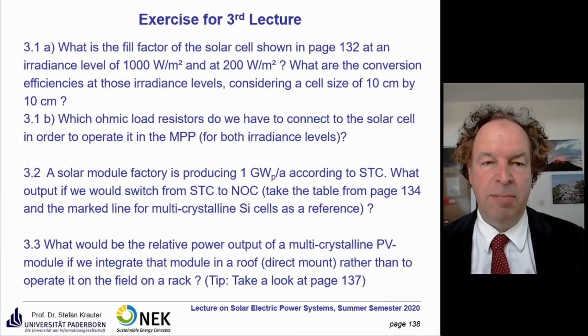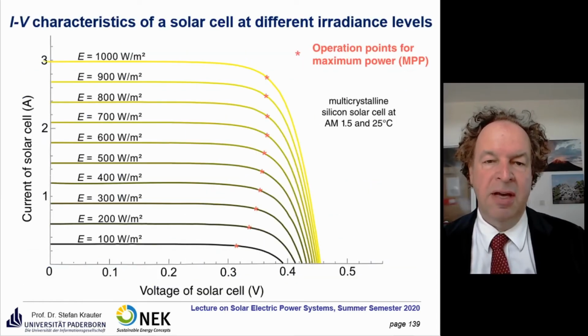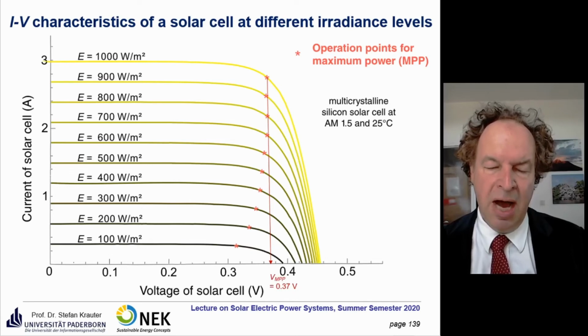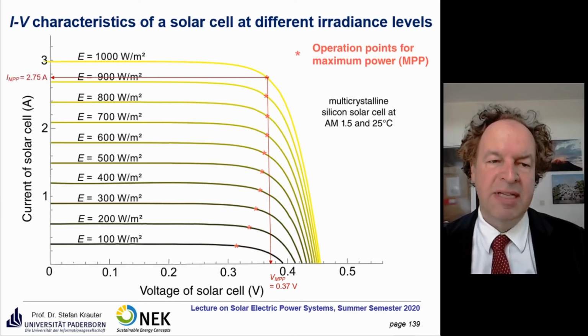So let's start with the first part here. These are the IV characteristics, and now we have to find out the values at 1000 watt per square meter. So we take a look here. The red stars are the operation points for the maximum power point. So we go there, and we see at 1000 watt per square meter, the voltage in the maximum power point is around 0.37 volts, and accordingly the current in the maximum power point is 2.75 amps.